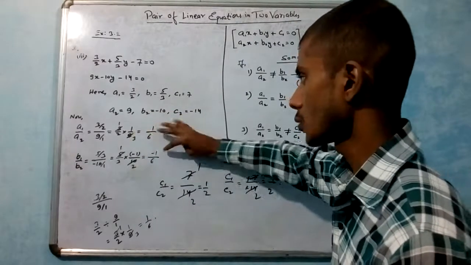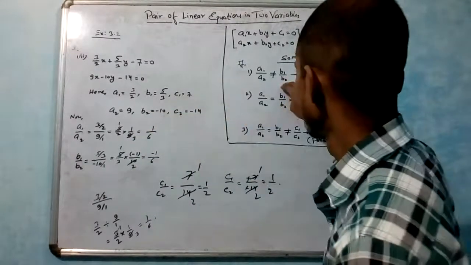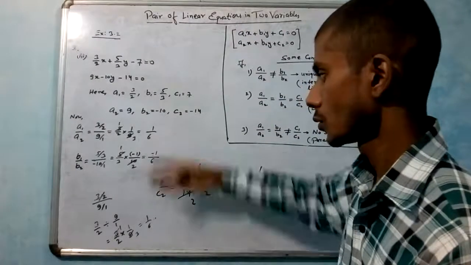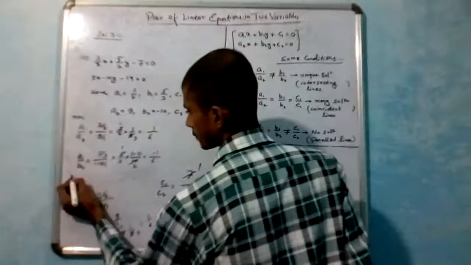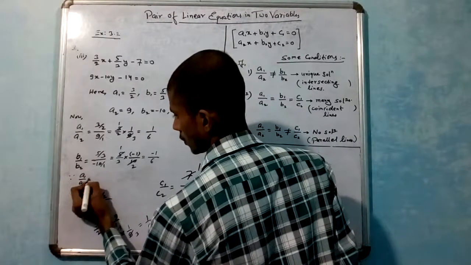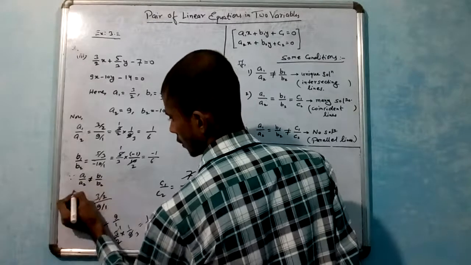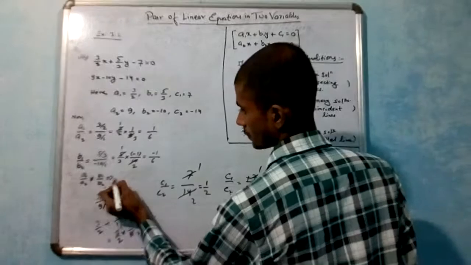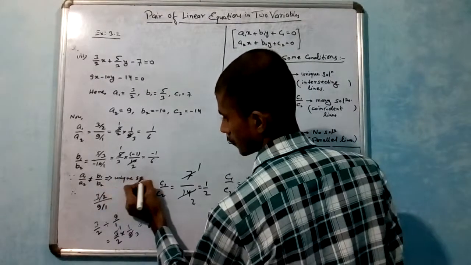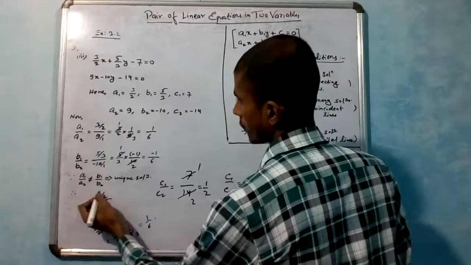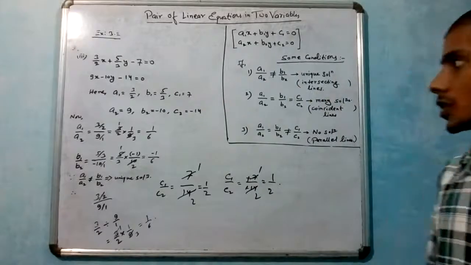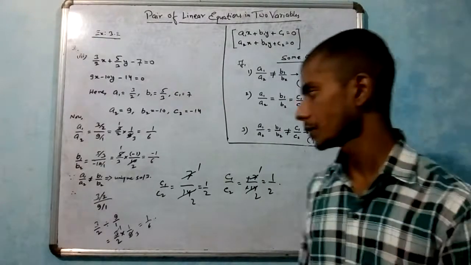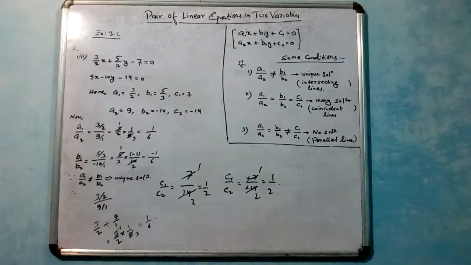So should we proceed and find C1 by C2? No need. Directly we are getting a unique solution from the first two. Since A1 by A2 is not equal to B1 by B2, and it is asking consistent or inconsistent, you can write: since this implies a unique solution, therefore the given pair of equations are consistent. This is the statement we need to write according to the question. Fine.